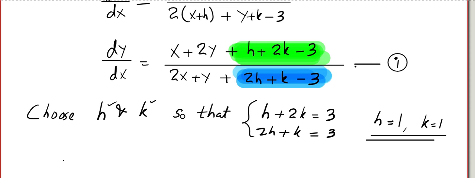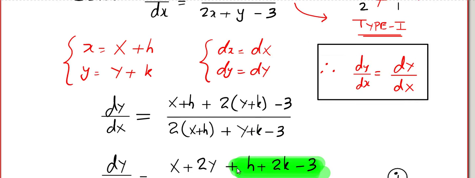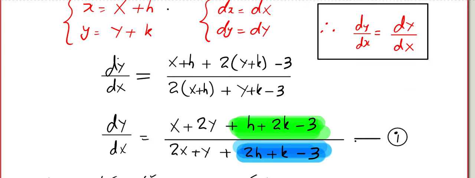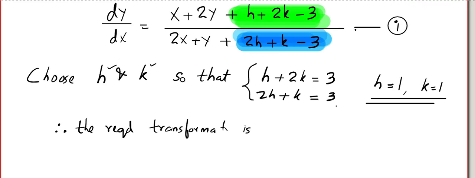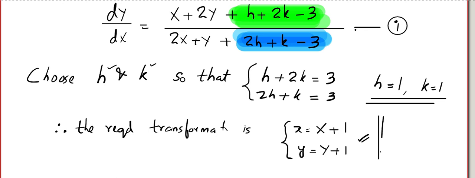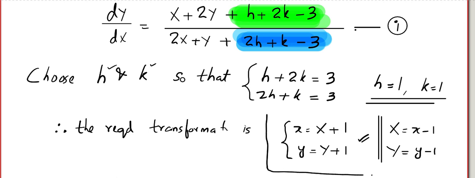So therefore the required transformation is, look, now we have chosen h and k. We go back to the first step and write small x equal to X plus 1 and small y equal to Y plus 1. Now one more thing, whenever you write a substitution, always remember to write the reverse substitution, it will be helpful somewhere.